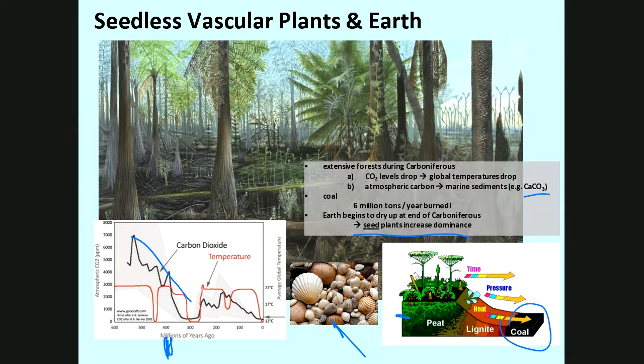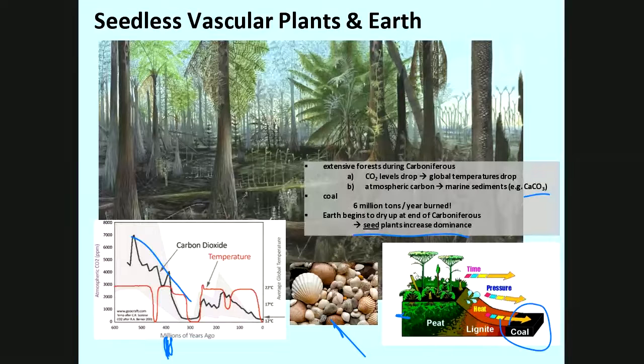So you see the whole thing I've been talking about in evolution all along this semester. Species evolve and adapt to environmental changes. Extensive forest during the Carboniferous, lots of bryophytes and lycophytes, doing very well, growing really large, pretty much running the planet. And then the environment changes.